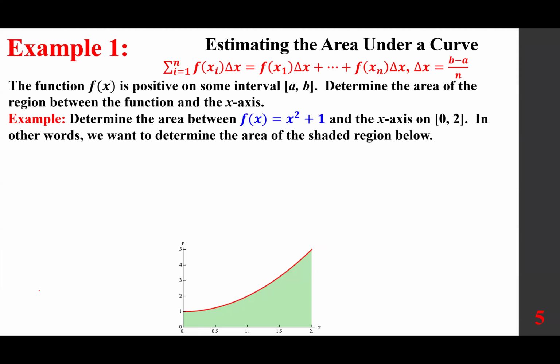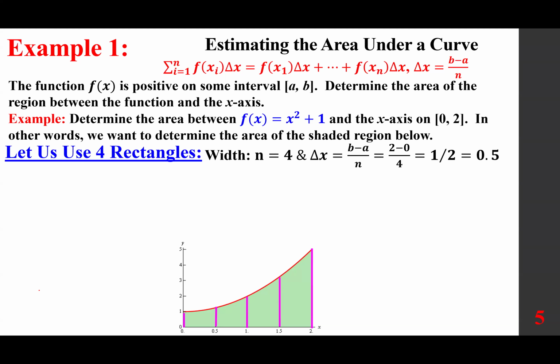We are going to calculate, let's say we're going to use 4, and we're going to calculate the delta x. N is 4, delta x is b minus a over n. So we cut it into 4 pieces. B minus a over n means 2 minus 0 over 4 means 1/2 means 0.5.